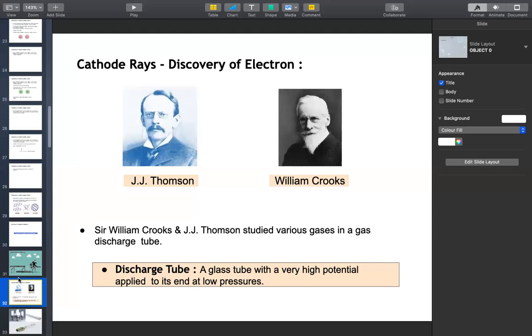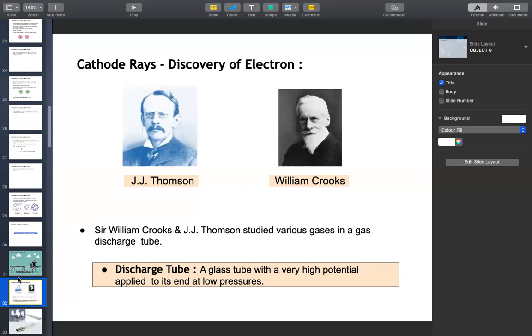Okay, so that is why it is written that William Crookes and J.J. Thomson studied various gases in a gas discharge tube. A discharge tube is a glass tube with a very high potential applied to the ends of low pressure gas. Have you written this? So should we write a whole slide or just the names? No, just write the discharge tube definition, that a glass tube with a very high potential applied to its ends is a discharge tube, and the two scientists' names, William Crookes and J.J. Thomson.